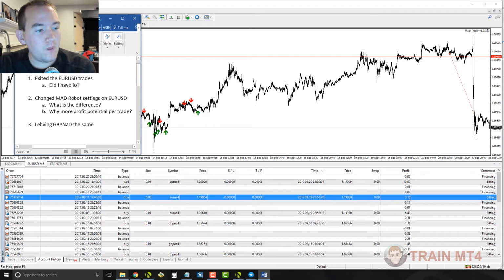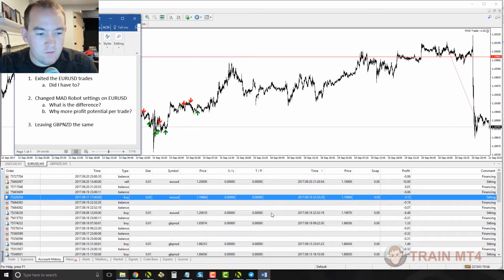And also, I'm leaving the British pound, New Zealand dollar, moving average divergence robot exactly as it's been going because I love it like a whole bunch. It works just fantastic. So I'm going to leave it as it is. Let's first talk about the Euro US dollar trades that I exited.